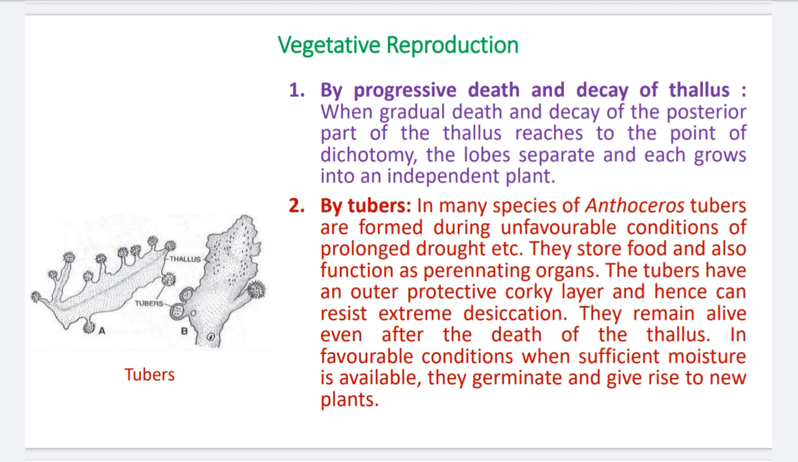That is the vegetative reproduction caused by progressive death and decay of the thallus.